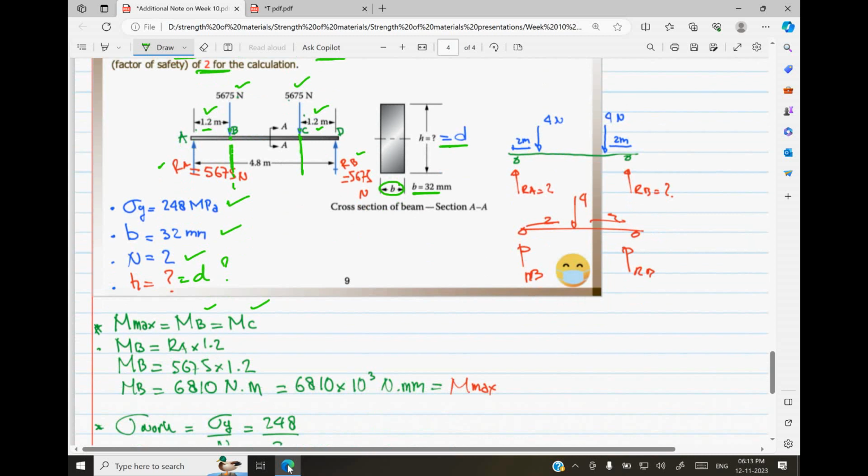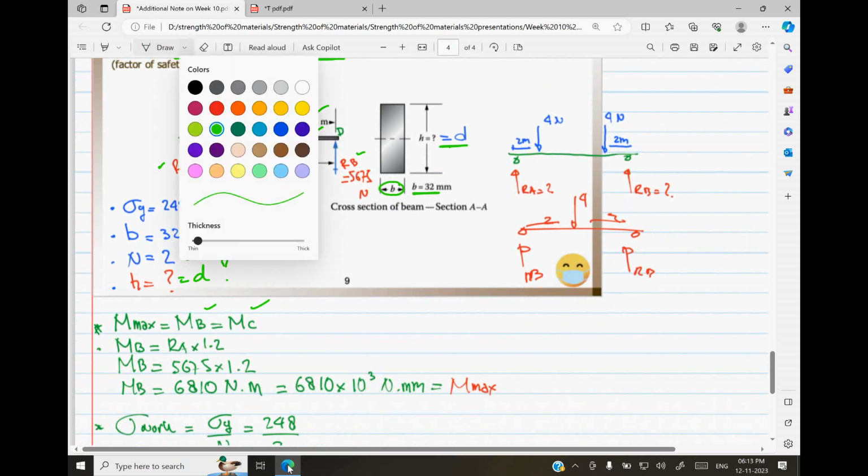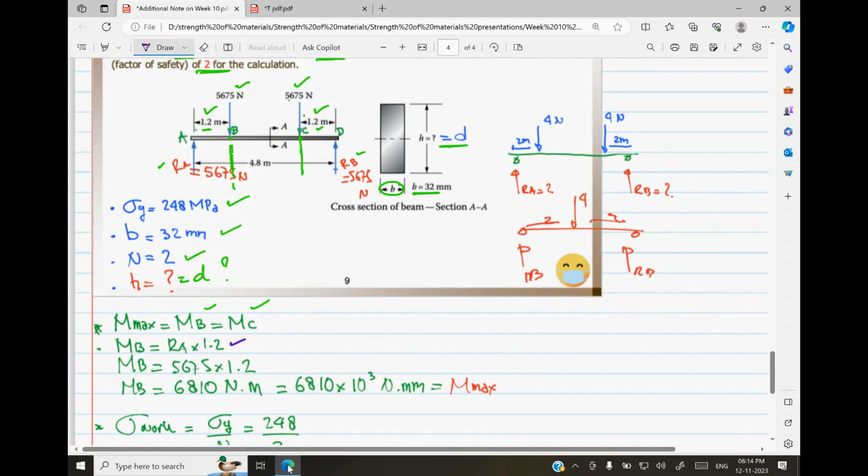What is MB? MB is nothing but RA into 1.2. MB is equal to 5675 into 1.2 meters. This is meters. So it becomes 6810 Newton meter. From meter you convert to Newton millimeter, so we multiply by 1000 because 1 meter is equal to 1000 millimeter. So you got the maximum moment. This is also equal to MC, because from the other side it is the same thing.